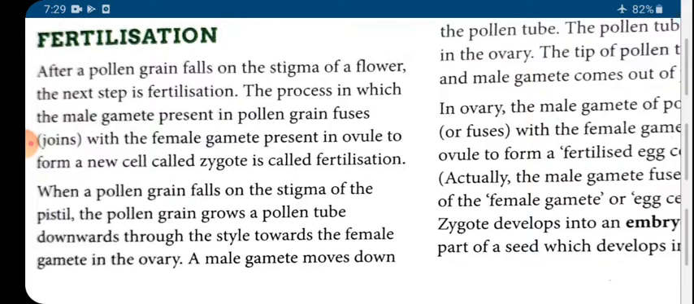The process in which the male gamete present in a pollen grain fuses with the female gamete present in the ovule to form a new cell called zygote is called fertilization. Students, according to this process, the male gamete present in the pollen grain fuses with the female gamete present in the ovule and forms a new cell called zygote.